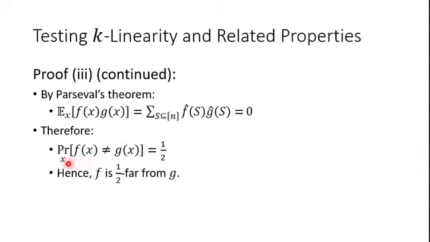So this implies that the probability that f(x) is not equal to g(x) is half. Now why is that? Because f(x) and g(x) can only take values -1 and 1. So if the expected value is always 0, that means that half the time they have the same sign, and half the time they have different signs. And so indeed the probability that they don't have the same sign is half. So therefore f is 1/2 far from g.